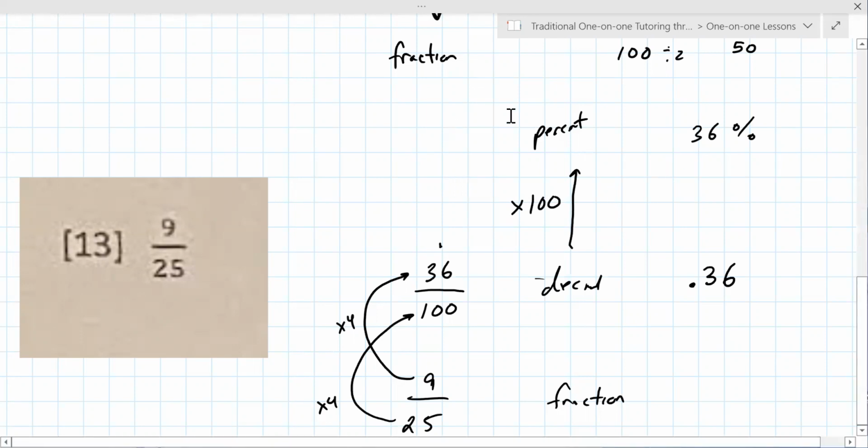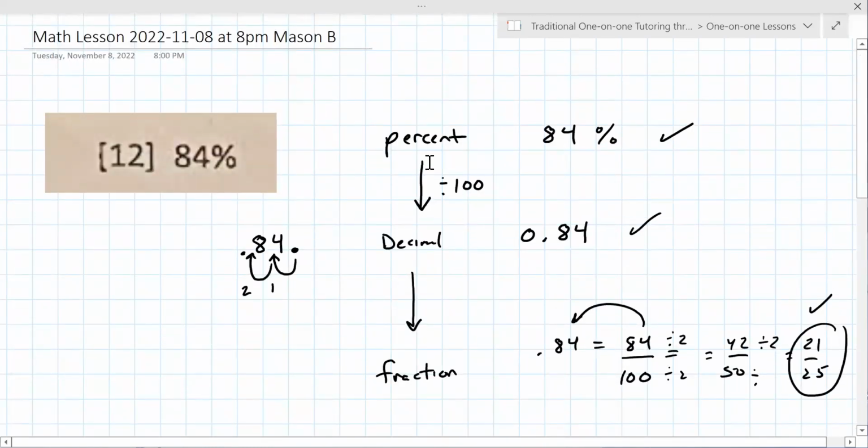So for the first three problems here, you have to know the progression, whether you're going up or down, or up and then down, however you want to map this out in your head. You want to be very clear that if it's a decimal, to go to a percent, I multiply by 100. If they give you a percent, you divide by 100 to get a decimal. You can never go from a percent to a fraction or a fraction to a percent. You have to go through the decimal. There's no way around it.